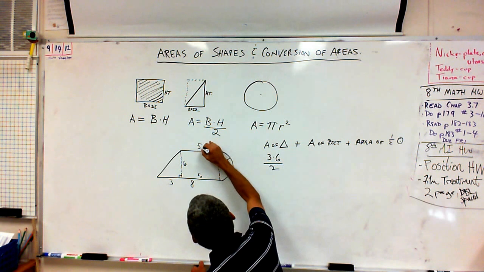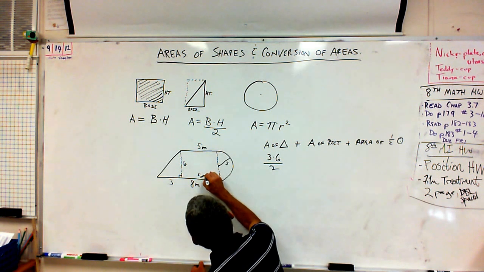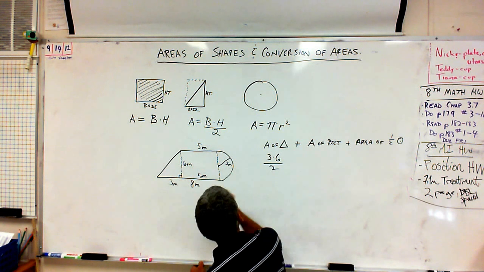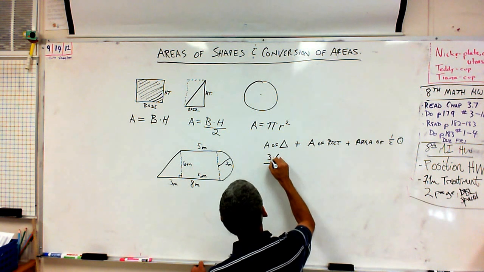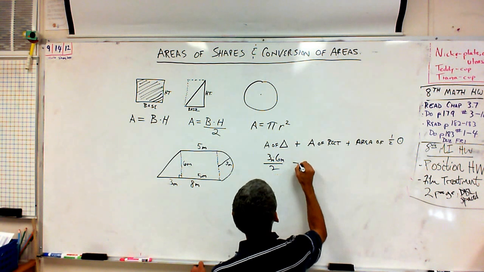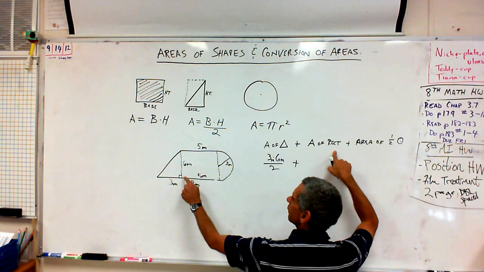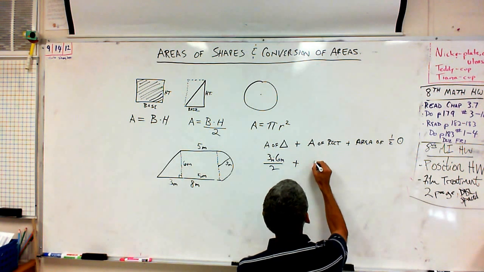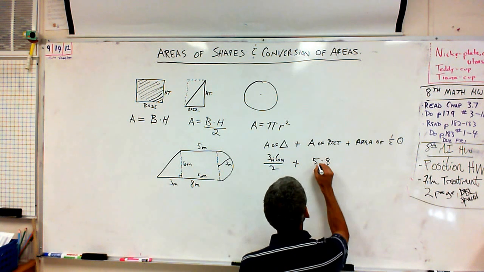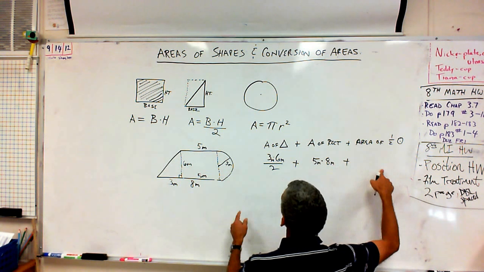By the way, I'm going to make all these meters. So it's 3 meters times 6 meters divided by 2, plus the area of a rectangle. What would that be? 5 times 6. 5 meters times 6 meters, and then plus the area of half of a circle.